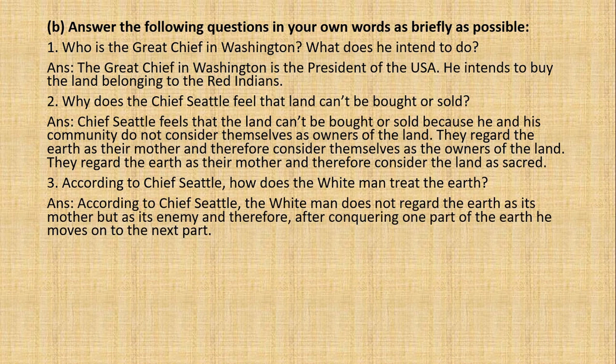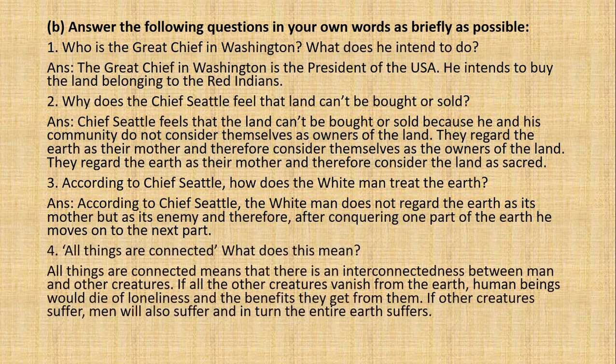According to Chief Seattle, how does the white man treat the earth? According to Chief Seattle, white man does not regard the earth as its mother, but as its enemy, and therefore after conquering one part of the earth, he moves on to the next part. So you see, we didn't have to write about all the details that were explained in the passage. We summarized it, brought it to a very small context, and presented it. Alright? Sweet and simple. Short is always sweet and simple. Keep it as short and precise as possible.